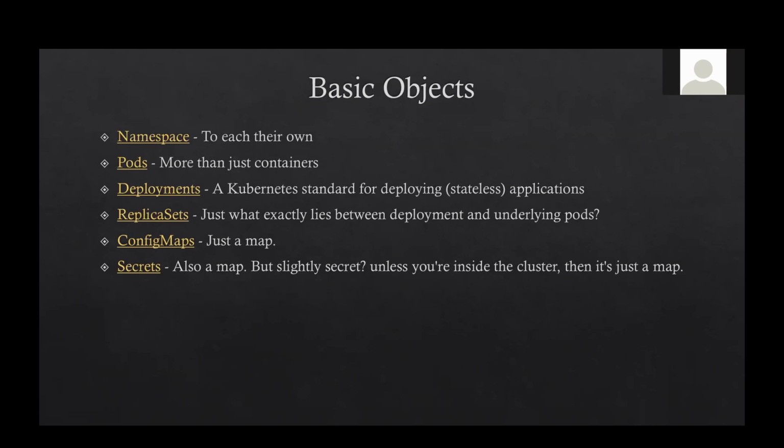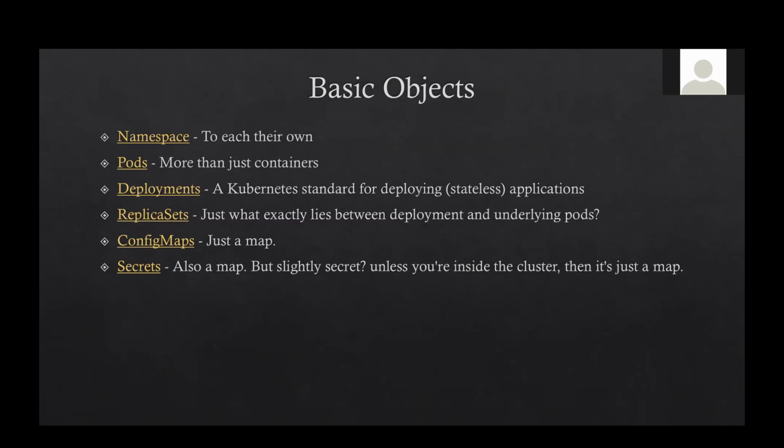To each their own, it basically separates all your workloads into a namespace. And when you create a cluster, a namespace called default already exists on the cluster. So the default namespace is created by default. You can create any number of namespaces. It's a very cheap resource.